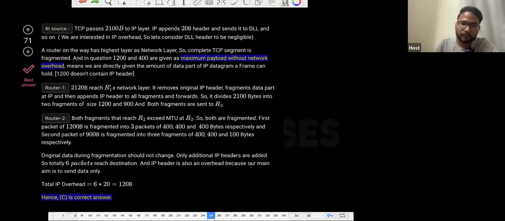Okay, 1200 doesn't contain the IP header, right? So it is without the IP header.